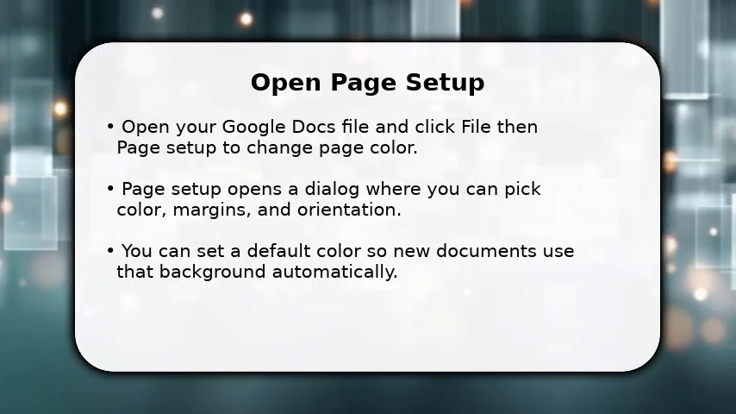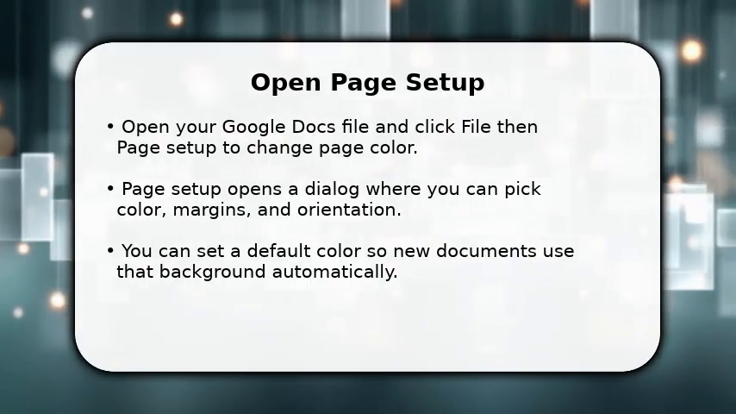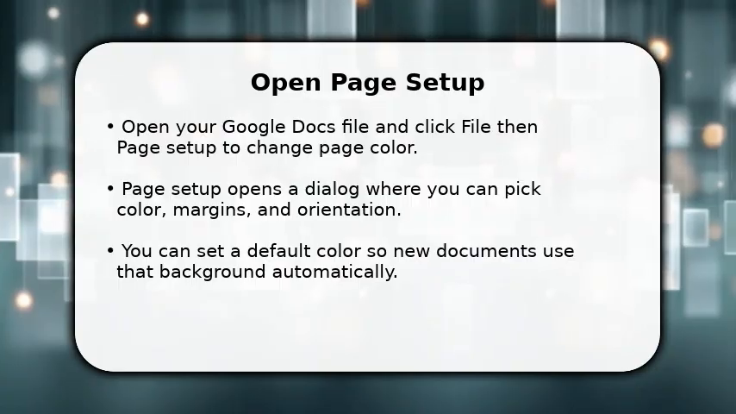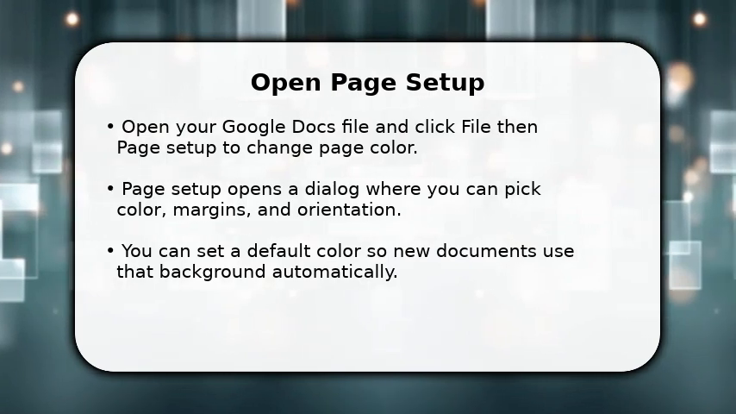Click the Page Color button to reveal color swatches and custom options. Choose a swatch or click Custom to enter RGB values or a hex code. Click Set as Default if you want every new document to use this background.